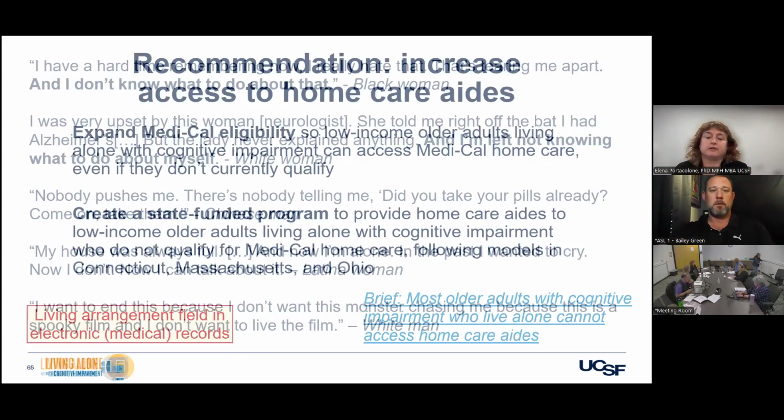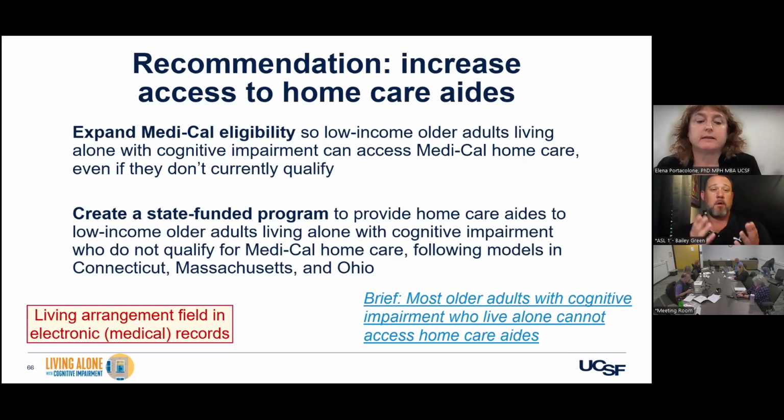So in terms of recommendations, the policy advisory group of the Living Alone with Cognitive Impairment project proposes to consider expanding the medical eligibility, to make sure that more people who live alone with cognitive impairment can receive home care aide and medical benefits. Also, other states created a state-funded program to provide home care aides to low-income older adults living alone with cognitive impairment.